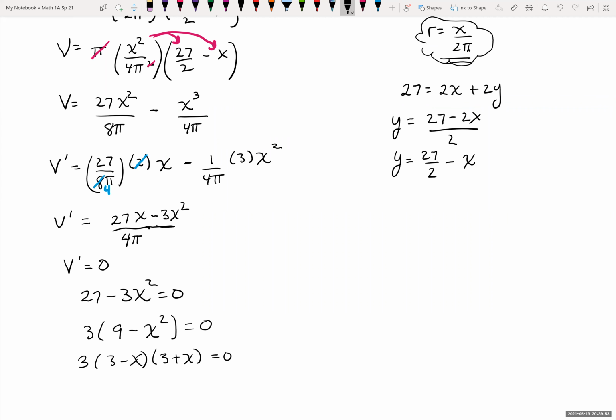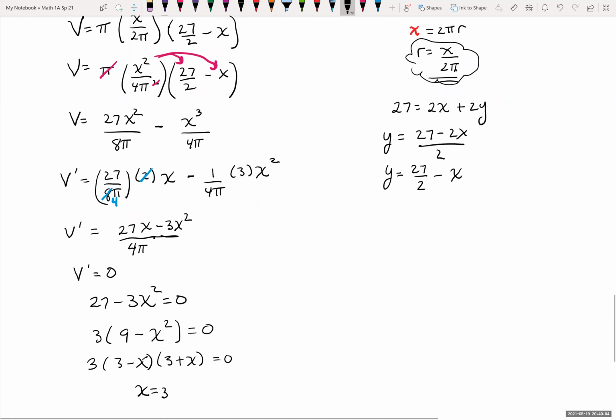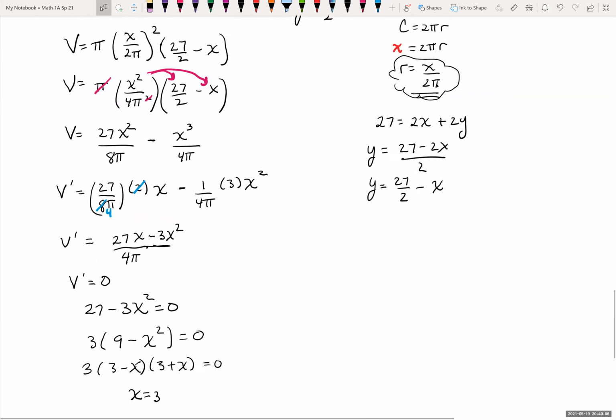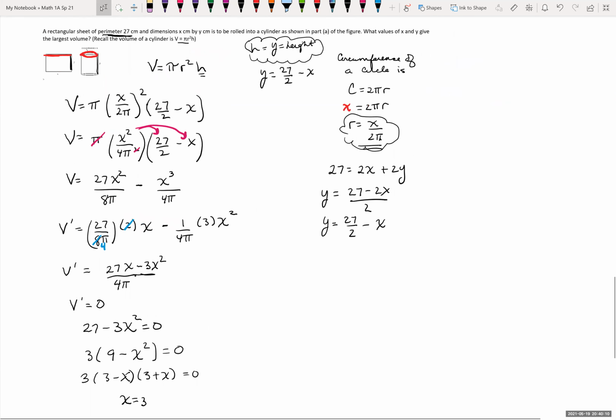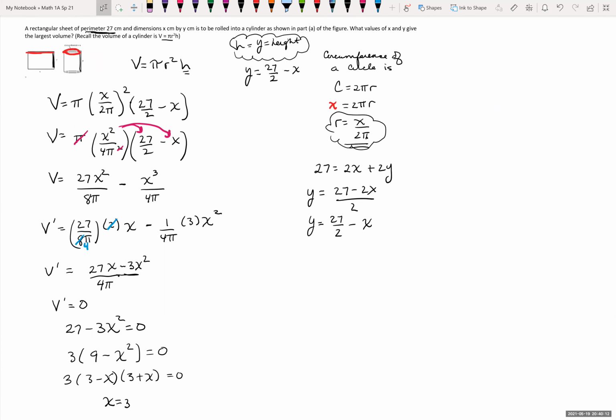We're talking about volume, so it doesn't make sense to have the volume negative. And so x is equal to 3. Something's off. I don't remember getting 3 there. I remember getting 9, so let me just look really quickly.